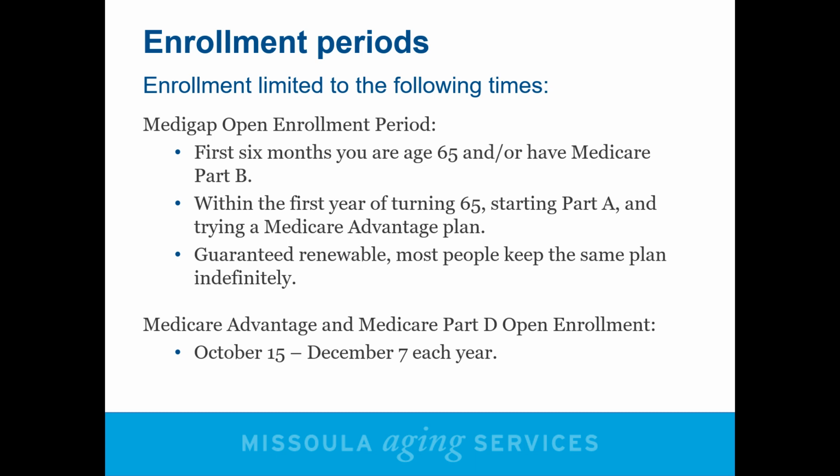Okay, a review of the Medigap open enrollment period: the first 6 months after you're age 65 and you have Medicare Part B. In some states, like in Montana, Medigaps are also available to people on SSDI who are under 65. You get one more chance if you did the Medicare Advantage plan and it didn't work out for you. And the plan you get is guaranteed renewable. Most people are going to keep on with that same plan indefinitely.